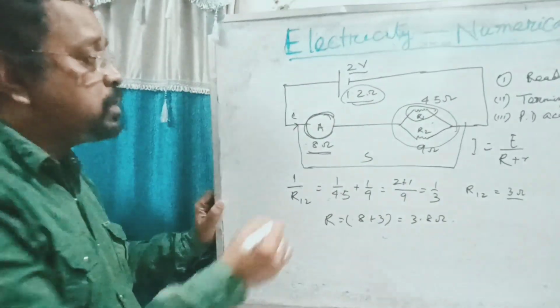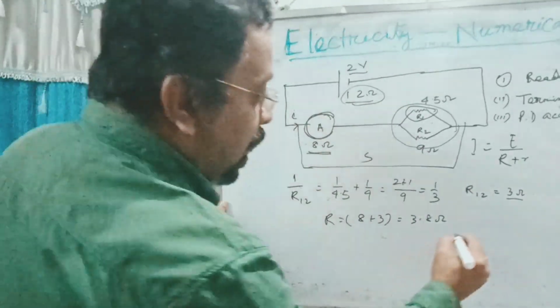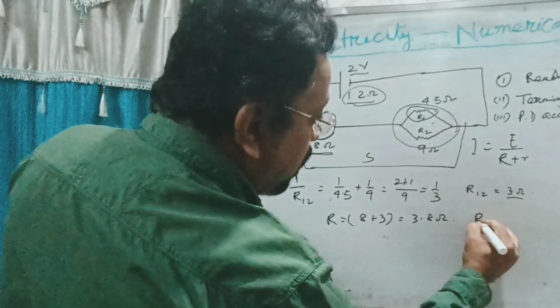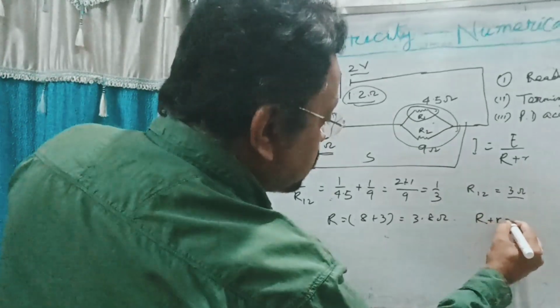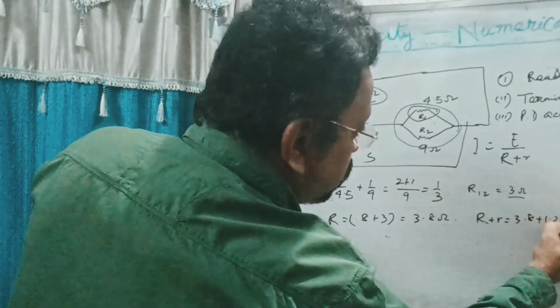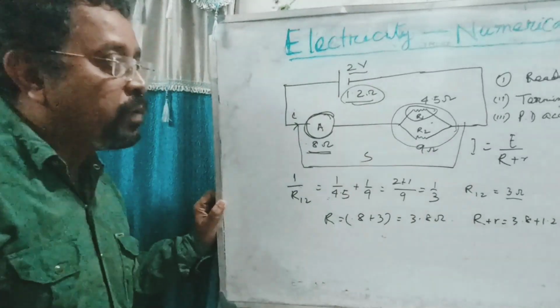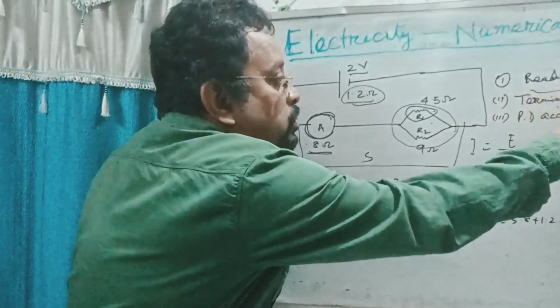And what is the internal resistance? Internal resistance is 1.2. So what is the value of R plus r? R plus r is 3.8 plus internal resistance 1.2, so this is equal to 5 ohm. Clear? So what is the value of I? Ammeter reading will be how much?